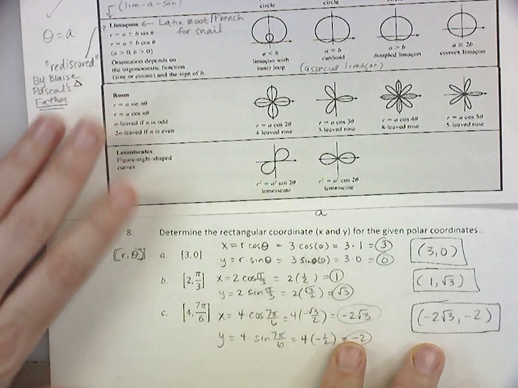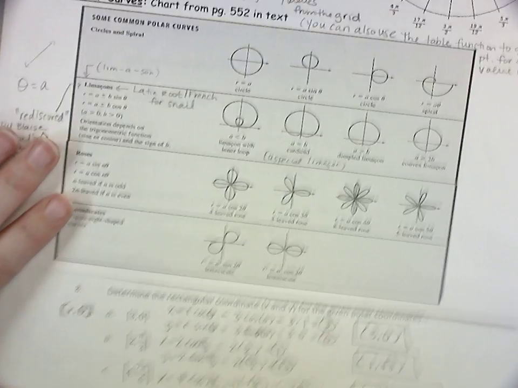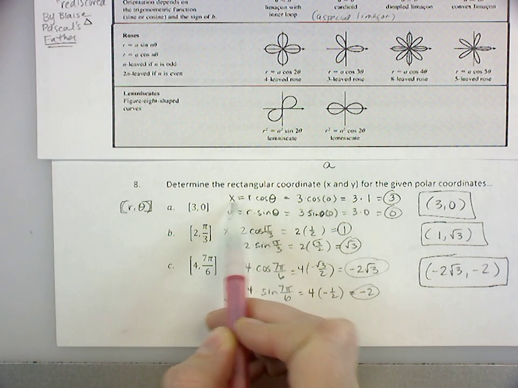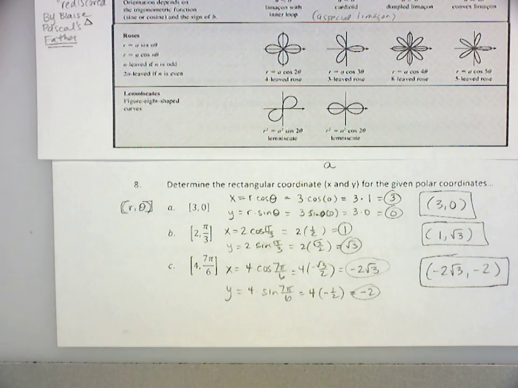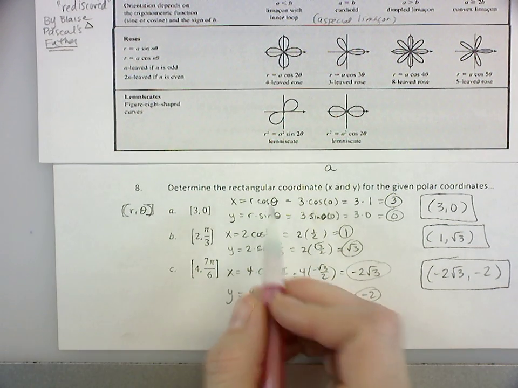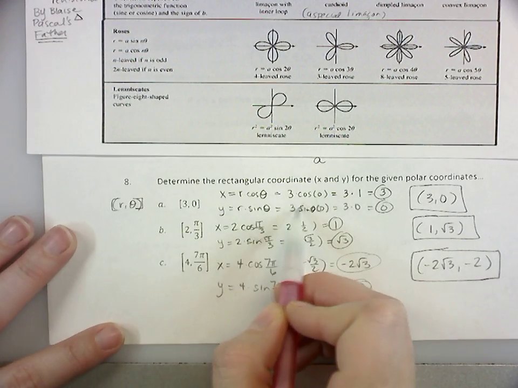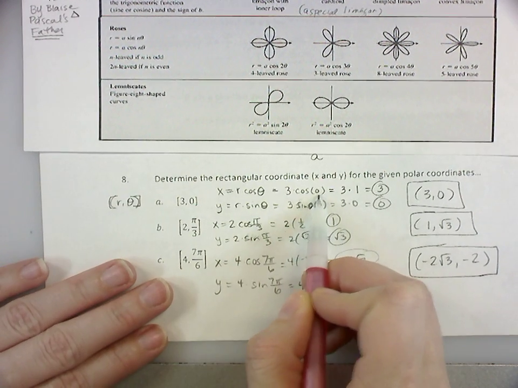Alright, and then for 8, determine the rectangular coordinates x and y for the given polar coordinates. So if you're going to change to rectangular from polar, the 2 equations that you want to use, I have written right here. x equals r times the cosine of theta, y equals r times the sine of theta. So I can plug in my theta value. Remember, it's (r, theta). So I'm going to plug in, for this, 0 for theta and evaluate.